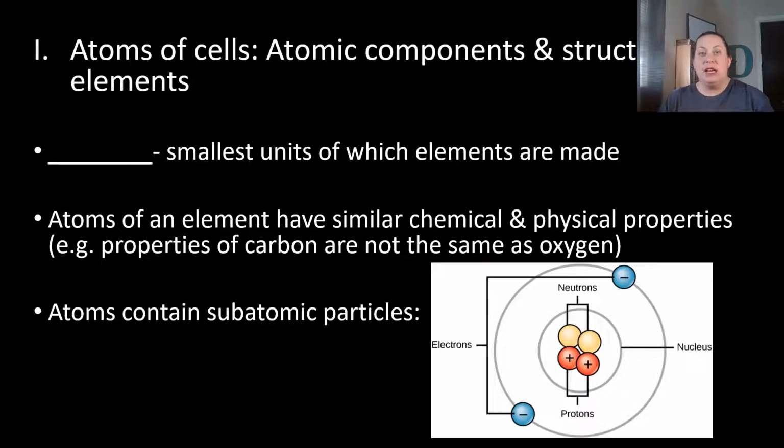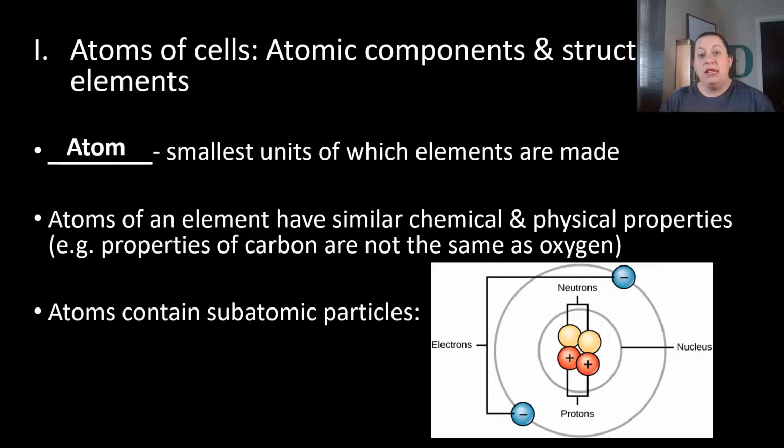So atoms of cells, when we look at this, the atomic components and the structure of elements that are important to our cells. So guys, an atom is the smallest unit of each element out there. Okay, so an element, the smallest unit that makes it up is called an atom. Atoms of an element have similar chemical and physical properties. So they're all pretty much the same. So all carbon atoms are about the same. All oxygen atoms are very close to the same. They have similar properties to them.